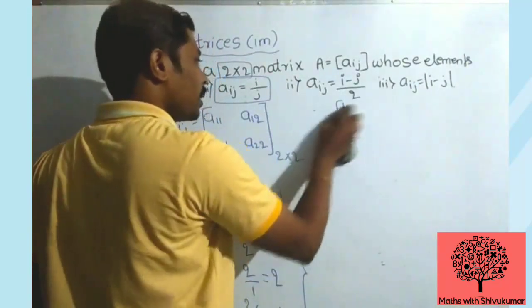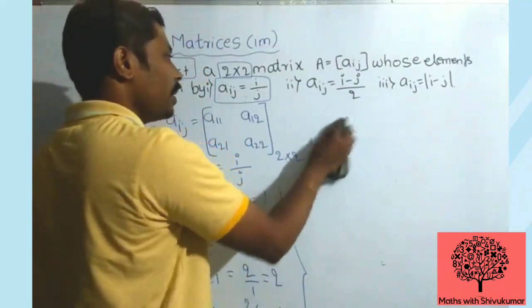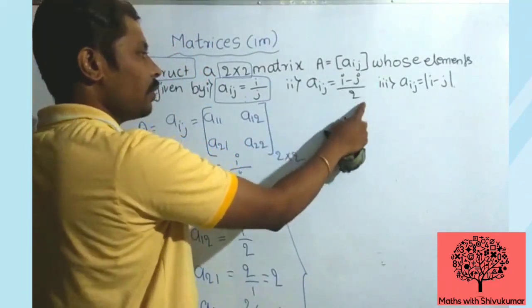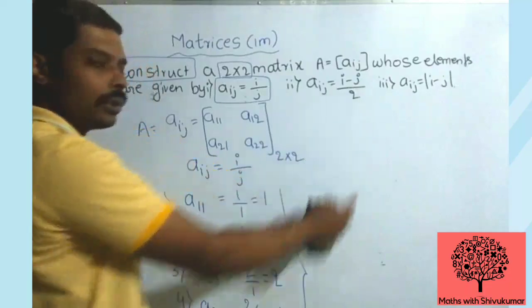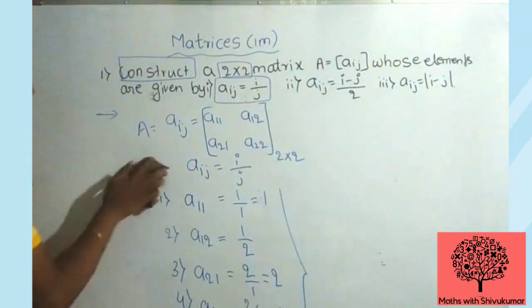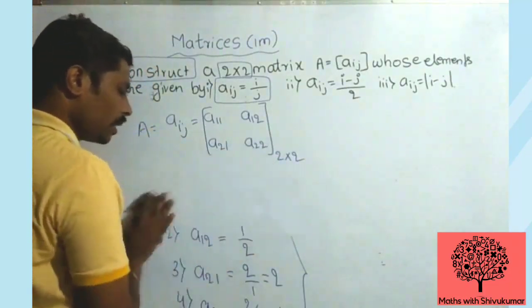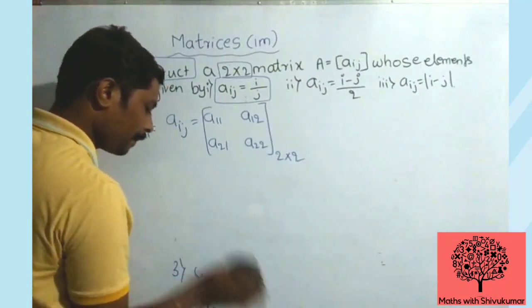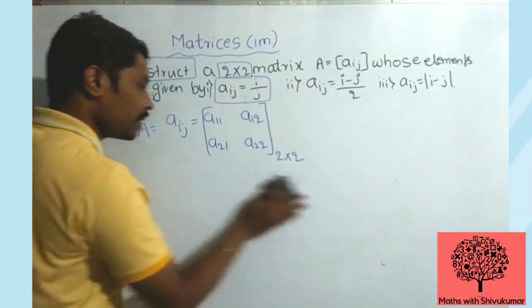The second one you will solve, I minus j divided by 2. Substitute I value, j value, divide by 2. So that you people will solve. Again 2 cross 2 they are asking.